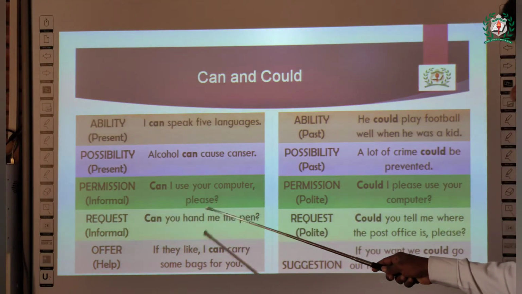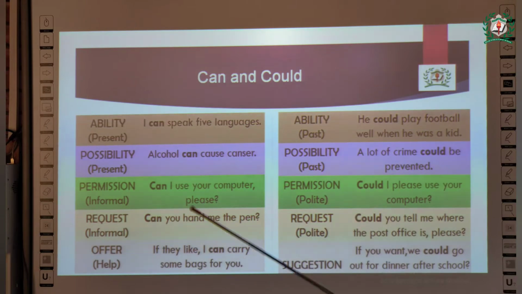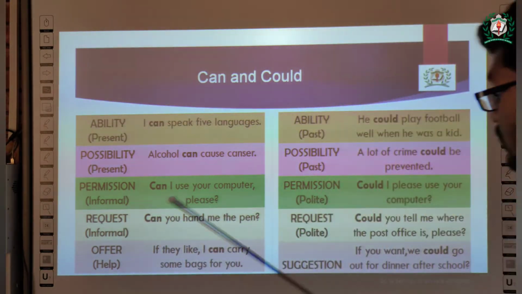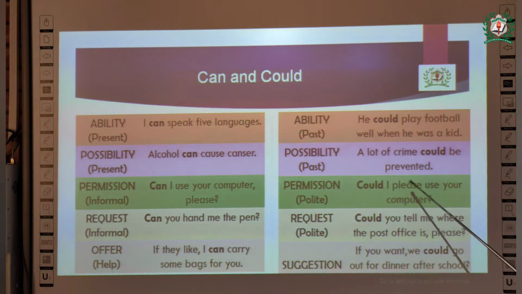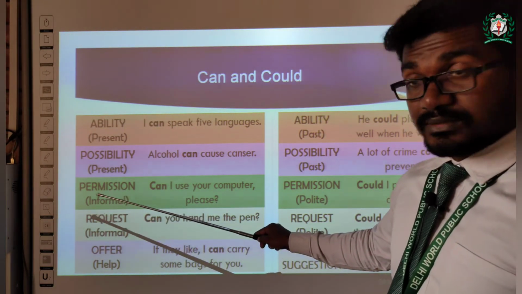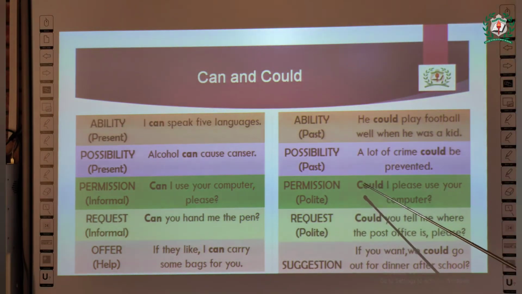Permission: Can I use your computer, please? Asking. It is a request, right? Permission: you are asking whether you can use it or not. Permission, here also: could I please use a computer? In a polite way. Informal: to your friend you can use can I, but in a polite way, in a formal place you can use this.